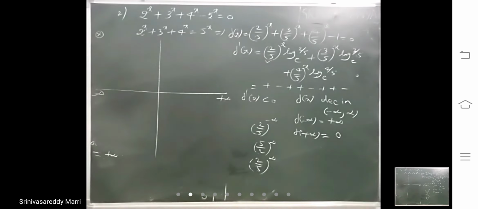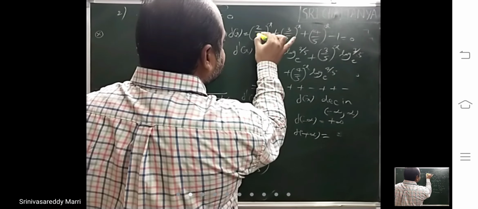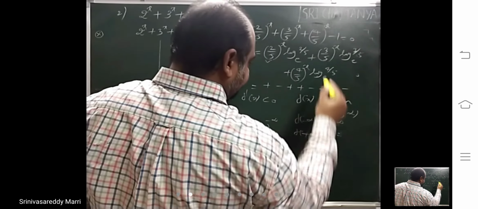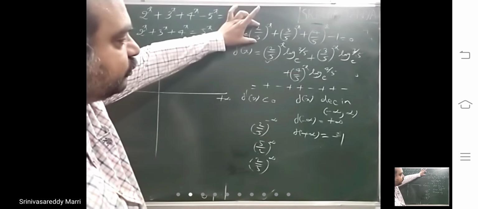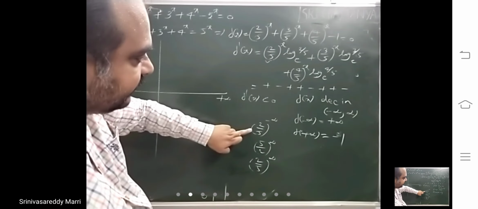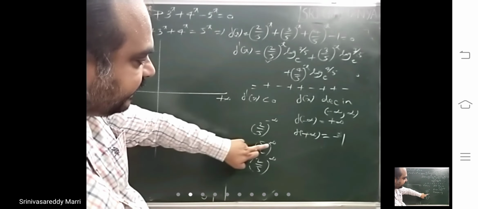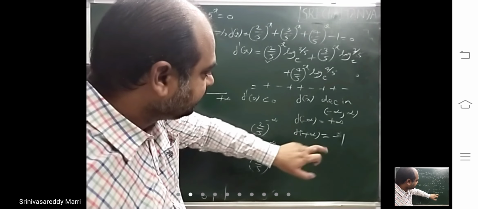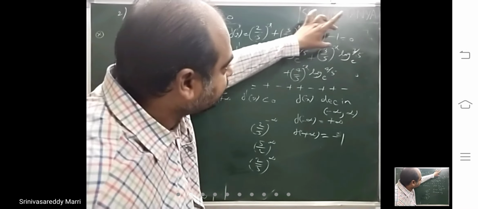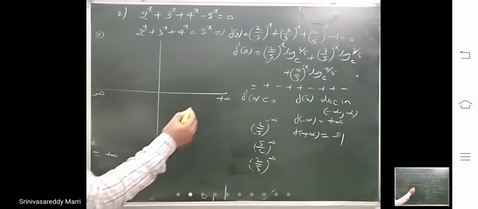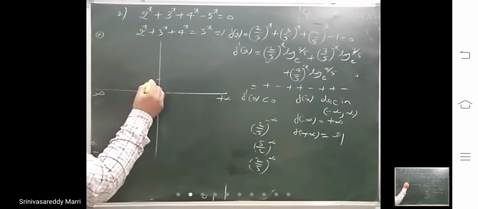At plus infinity, what is the value? At plus infinity it is minus 1. Each of the three exponential terms becomes 0, and the constant is minus 1. In this you have to substitute. F of minus infinity: 2 by 5 to the power minus infinity is 5 by 2 to the power infinity, greater than 1 to the power infinity, so it is infinity. F of plus infinity: each term will become 0, and that leaves minus 1. So f of plus infinity is somewhere near minus 1.